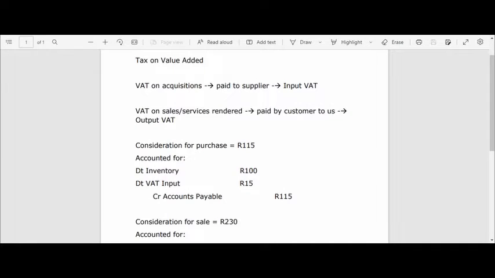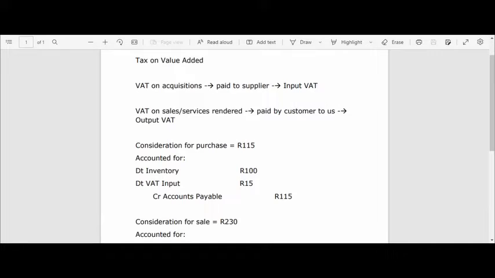Now, ladies and gentlemen, let us look at this one. I'm not displaying the answer yet. I want you to give it to me. We now have a sale. Let's say we make a sale to one of our customers, right? The total consideration for the sale is 230 rands.